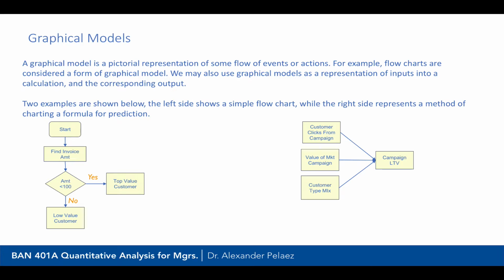On the right side, we have a different graphical model for a formula. And basically what this is doing is looking at all the inputs that go into a particular formula. We're looking for the campaign LTV, or the campaign lifetime value, which is used by companies to determine the effectiveness of a particular campaign or calculate the amount of money they will get from a particular customer. In this case, there are three inputs to it. Customer clicks from the campaign overall, the value of the marketing campaign in terms of revenue, and then the type of customers that are actually embedded within the campaign in terms of the percentage of top value customers versus the percentage of low value customers.